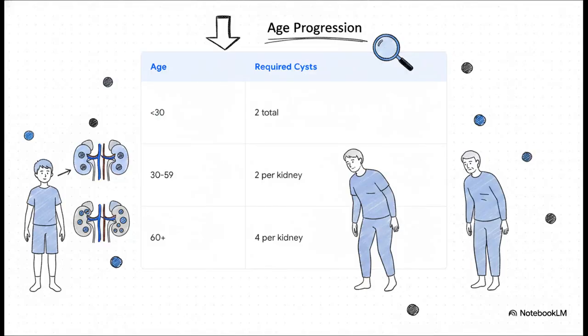Now, this next part is super important. Because we have to account for normal aging, our diagnostic threshold actually shifts based on the patient's age. Take a look. If your patient is under 30, you only need 2 cysts total to confirm the diagnosis. But jump down to age 60 or older, and suddenly you need at least 4 cysts in each kidney. Why the big change? Because simple, sporadic cysts become increasingly common in the general population as we get older. So finding a couple of cysts in a 25-year-old, that carries massive diagnostic weight. Finding those exact same cysts in a 65-year-old, that might just be a completely normal part of getting older.